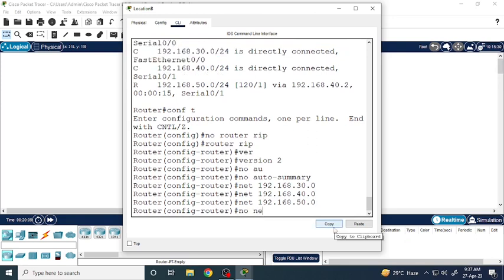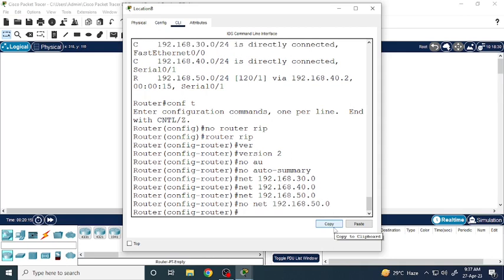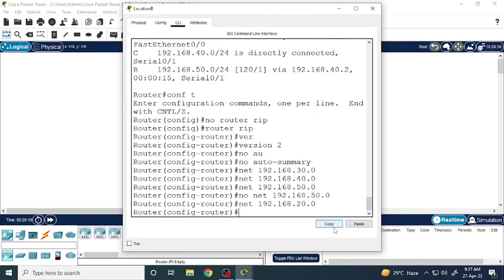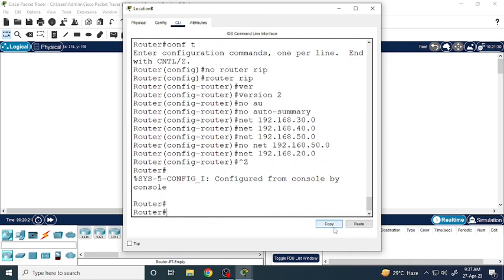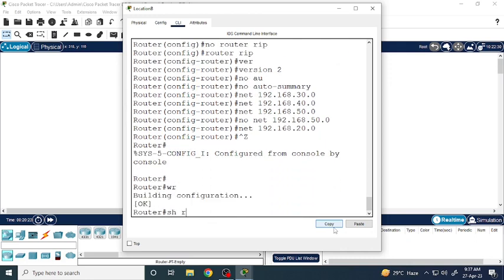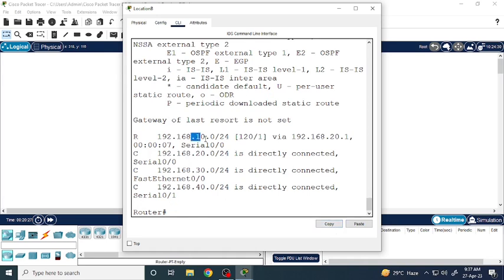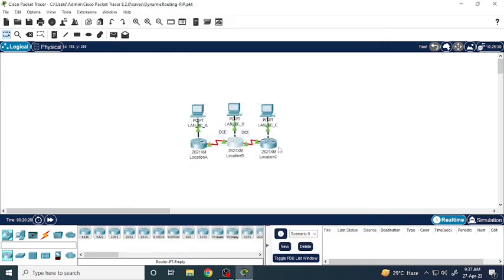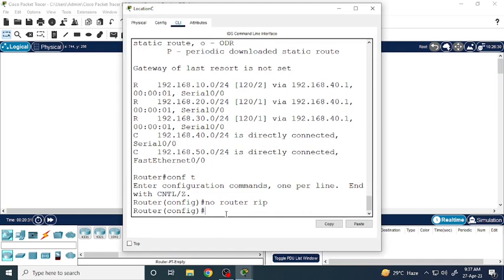So no net 192.168.50.0, cancel out the previous one, and net 20.0. Okay, so write and show IP route. So there you go, the same way. Right now only one was exchanged from me.